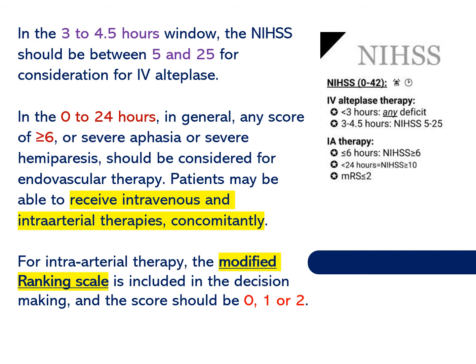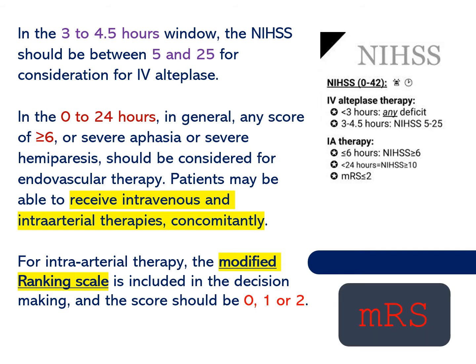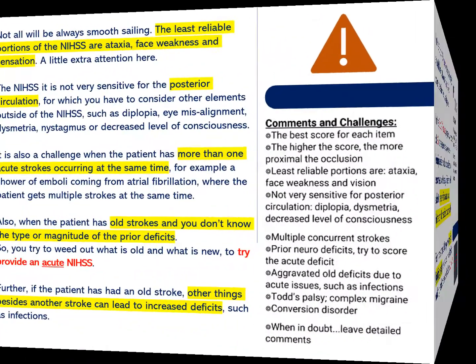In the 0 to 24 hours, any score of 6 or greater, or severe aphasia or severe hemiparesis, should be considered for endovascular therapy. Patients may be able to receive intravenous and intraarterial therapies concomitantly. For intraarterial therapy, the modified Rankin scale is included in the decision-making, and the score will be 0, 0, 1 or 2. Not all will be always smooth sailing.